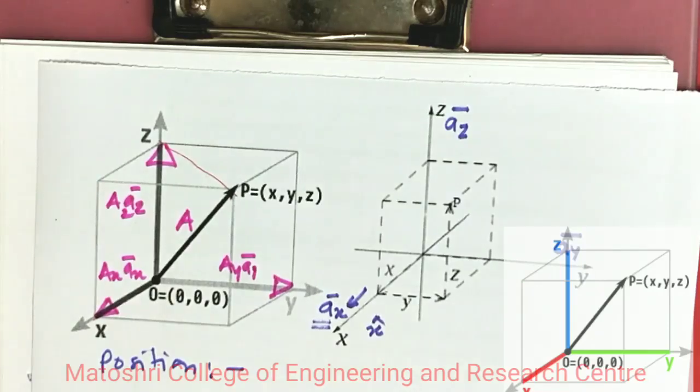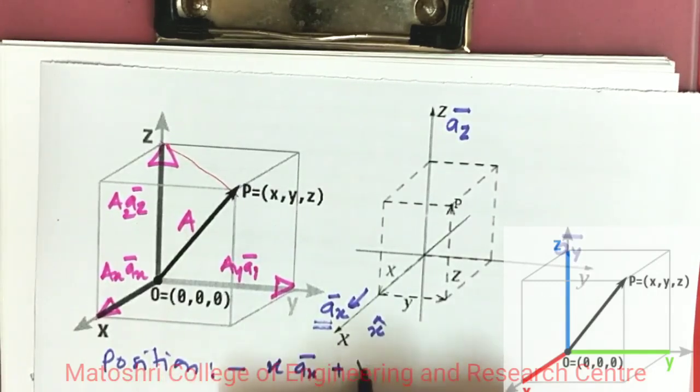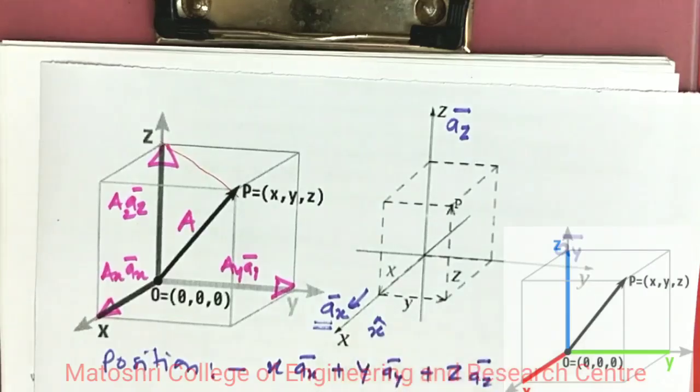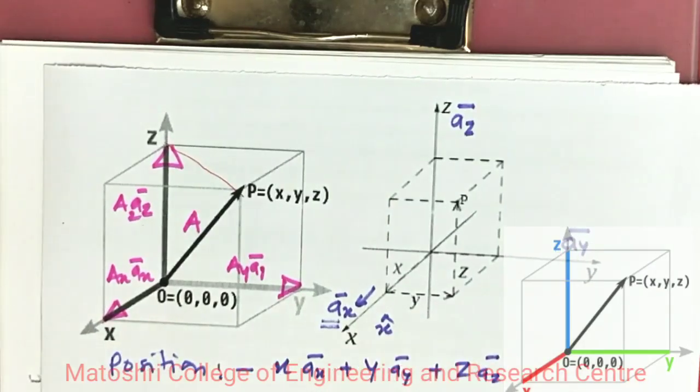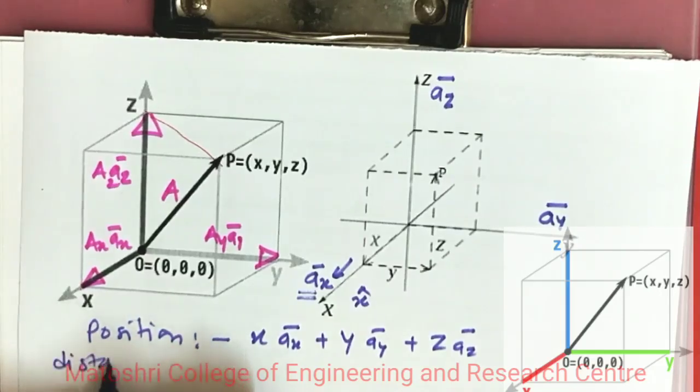Similarly, for this point P, the position vector is specified using the unit vectors. Unit vectors indicate only the direction, and the position vector of the point P is given as x ax bar plus y ay bar plus z az bar, because your end point is x, y, z and the starting point is the origin. Similarly, we are able to have a distance vector also between two points.